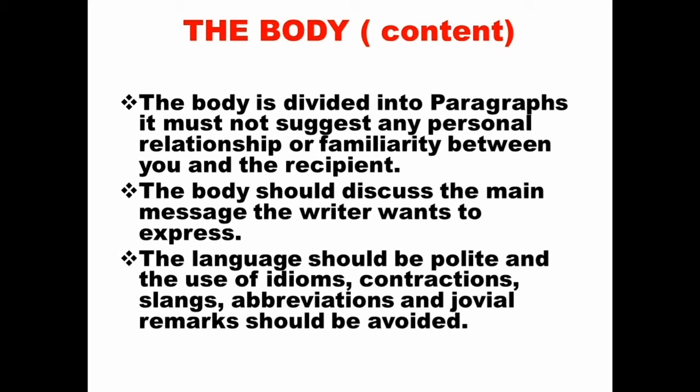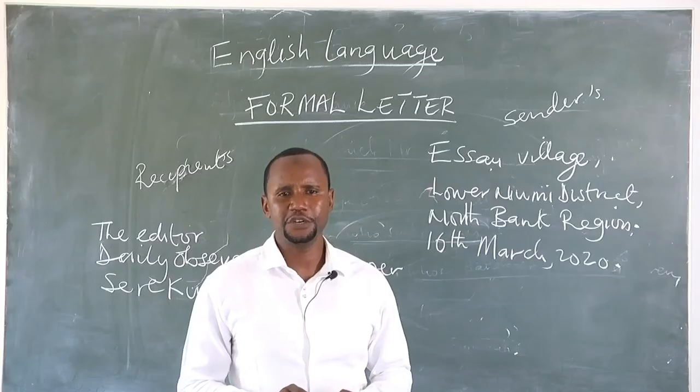Now, the other thing says the body should discuss the main message the writer wants to express. This is where the main content is. And this is where you discuss all what you want to say. You go straight to the point, like I said. Now, the language should be polite. The use of idioms, contractions, slangs, abbreviation, and jovial remarks should be avoided. These are things that you should not.